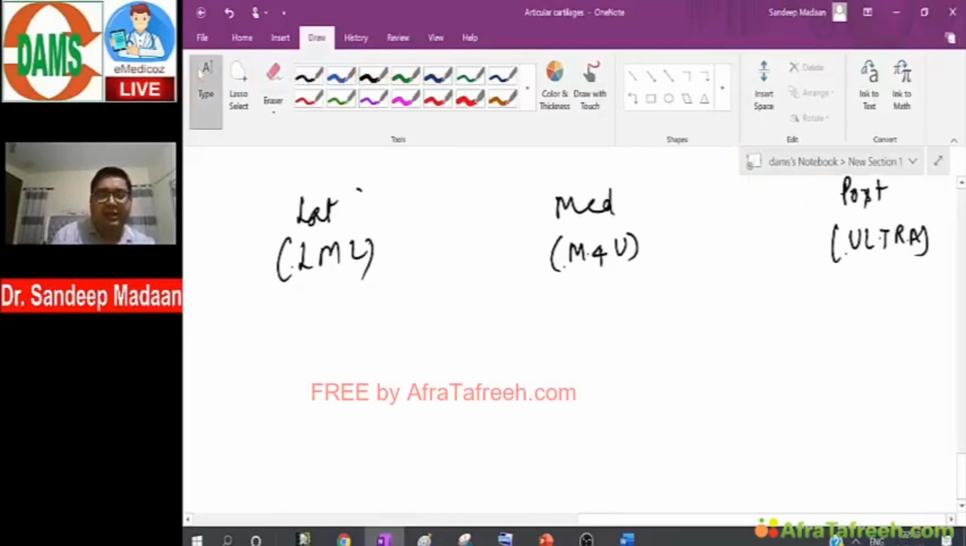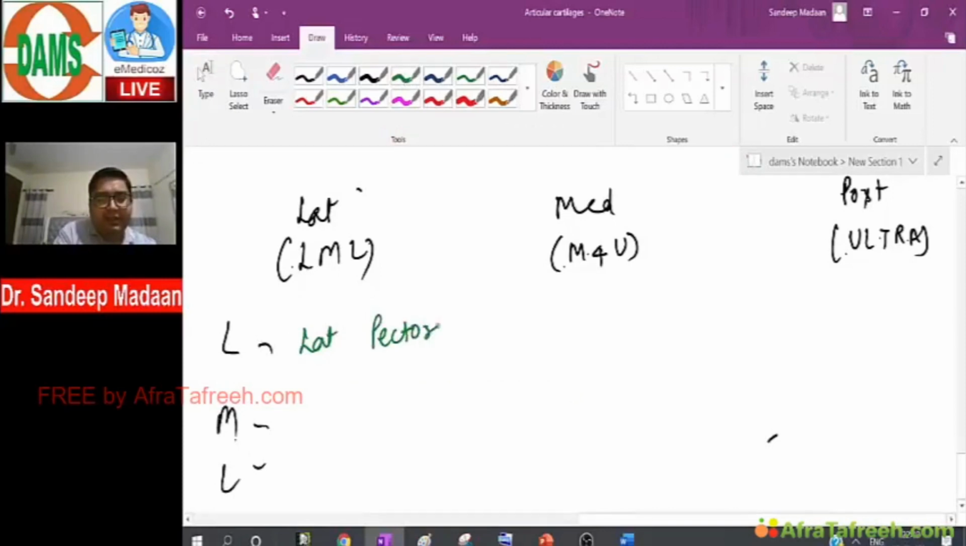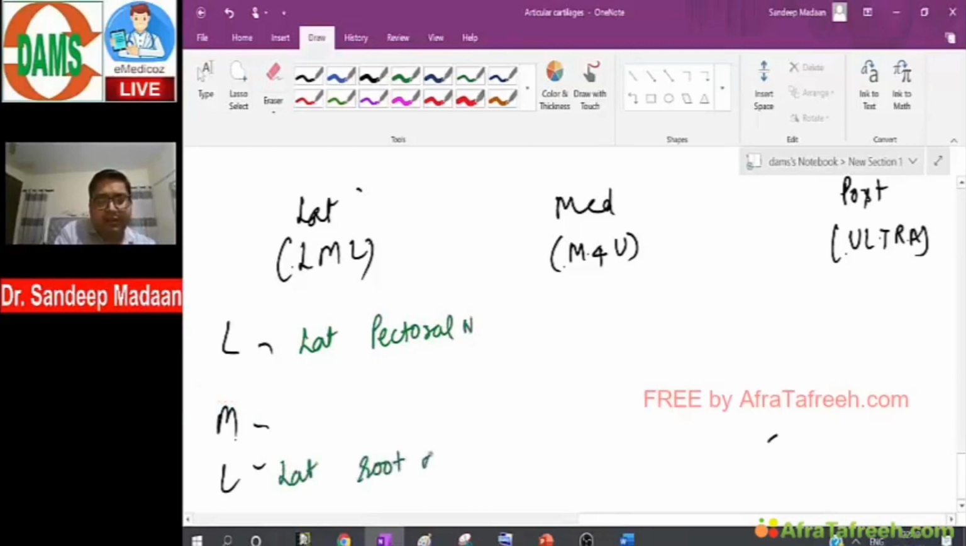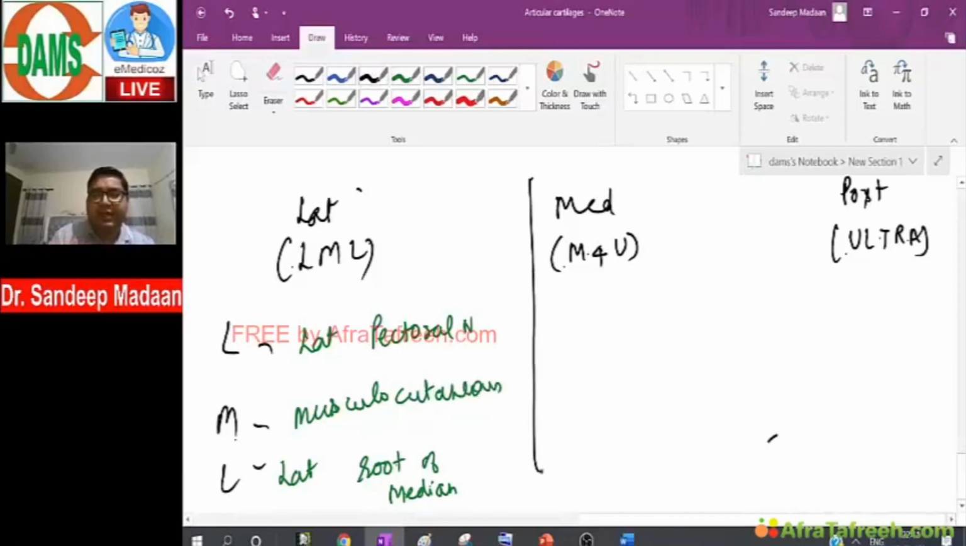What is LML? For the lateral cord, what is the first L? The lateral pectoral nerve. The second L is the lateral root of the median nerve. What is M? The musculocutaneous nerve. It supplies the muscle and the skin, so that is why it is called the musculocutaneous nerve. Do you understand?